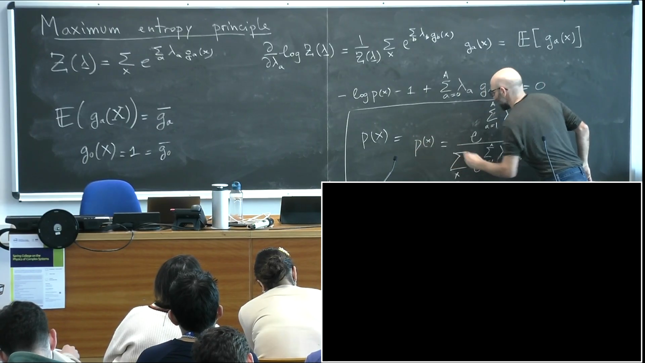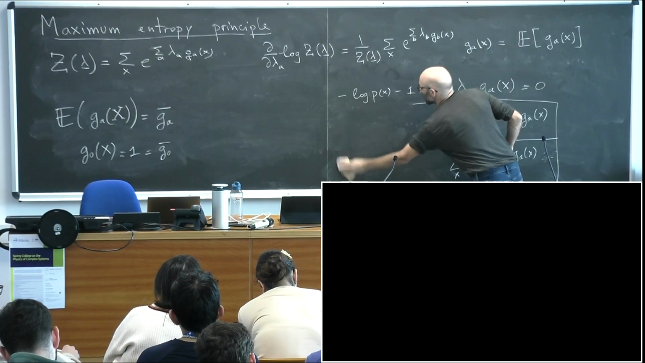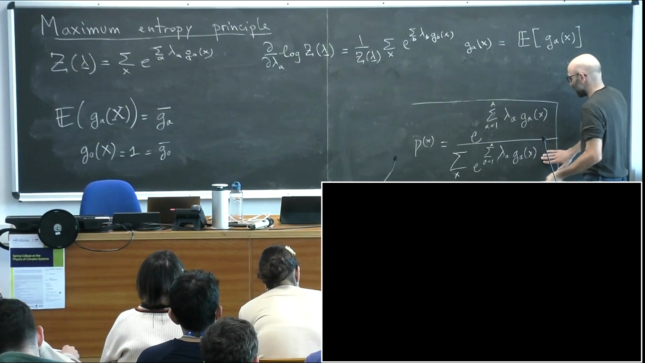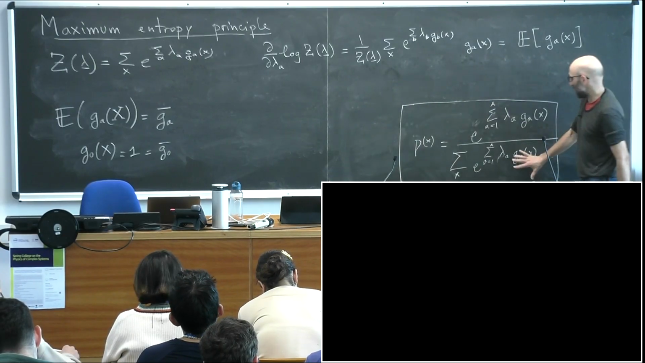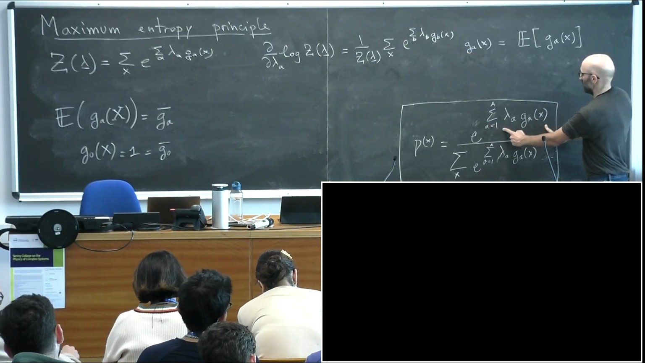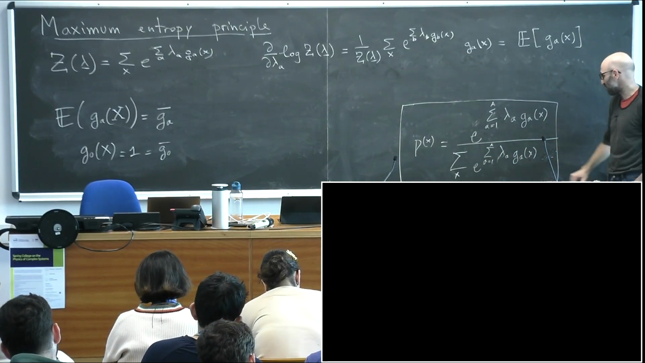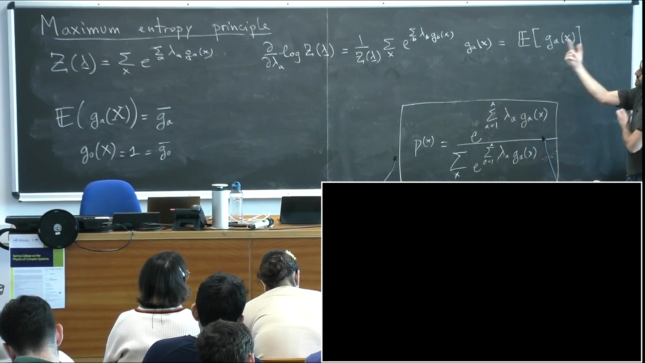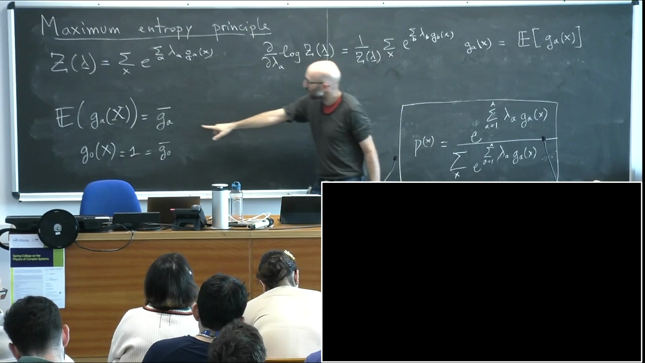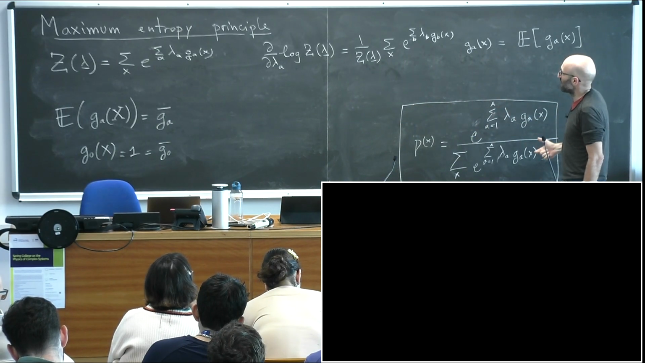Because this is the maximum entropy distribution, and here you have g_a that multiplies this in the numerator divided by the denominator, which is the partition function. So if you take derivatives with respect to the lambda, you generate the expectations that you have to fix. And if you take more derivatives, you generate the covariance.